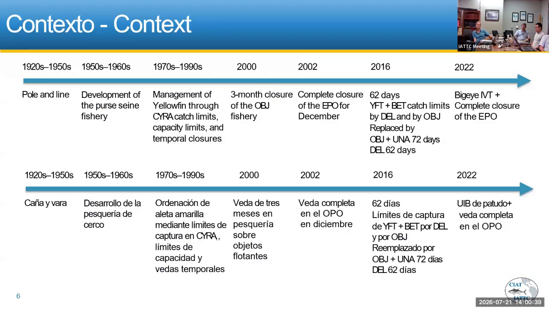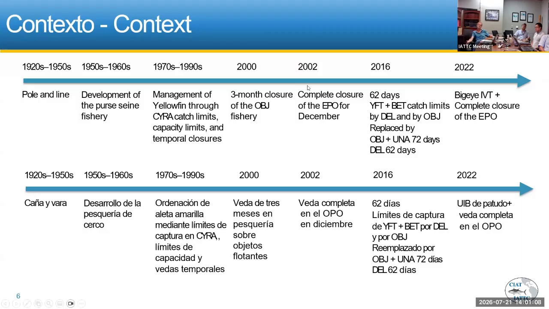So this gives you a little bit of a timeline of that context. Early on, there was the pole and line fishery and then the development of the purse seine fishery. In the 70s through the 90s, management was focusing more on yellowfin tuna. However, during the 90s, there was the expansion of the floating object fishery. And in 2000, there was a specific management measure for the floating object fishery, which was the 3-month closure.